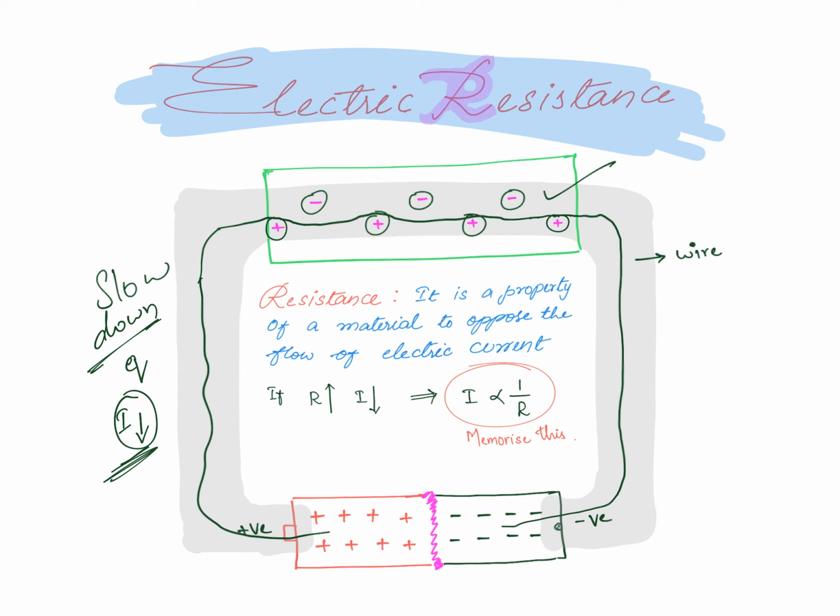So we call this resistance. The slowing down is called resistance. Okay, so what is resistance? It is a property of a material to oppose the flow of electric current. The flow of electric current is not supported, rather it is opposed, isn't it? So it is a property of a material to oppose the flow of electric current. Therefore, if the resistance is very high, that is opposition is very high, then the flow of electrons will be slowed down, and it means the current is also reduced, isn't it?